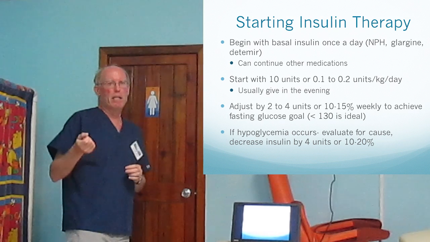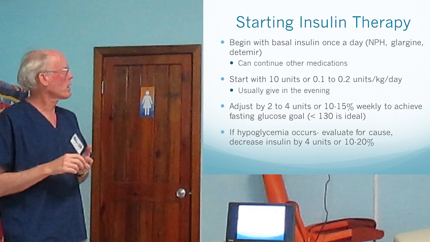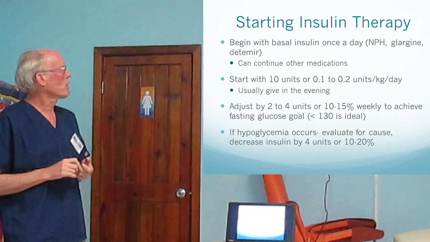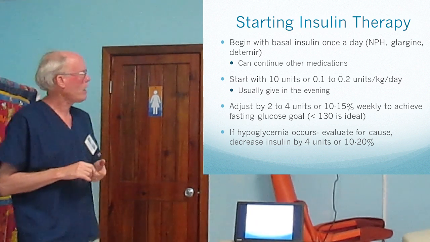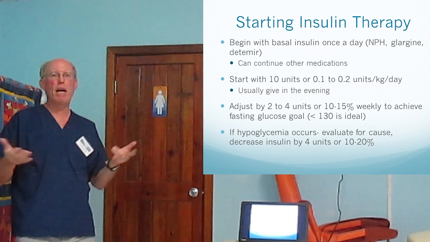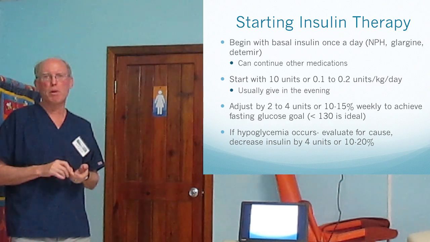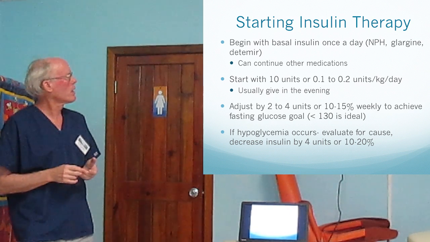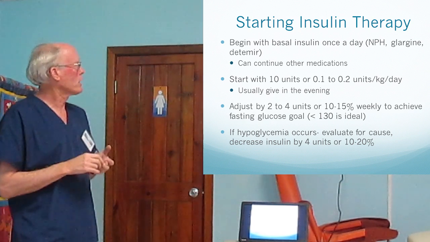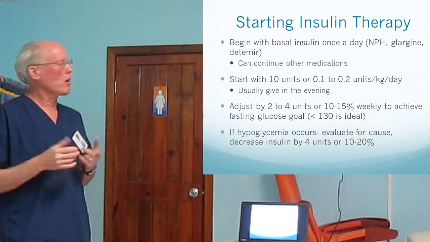And so the usual starting dose with either NPH or the long-acting drugs is to start with 10 units, or about 0.1 to 0.2 units per kilogram per day. So if somebody weighed 150 pounds, 70 kilos, 10 units would be 0.15 units per kilogram, which is the usual starting dose. And then if someone is started on the medication, ideally, if they can check their blood glucose, it's good.